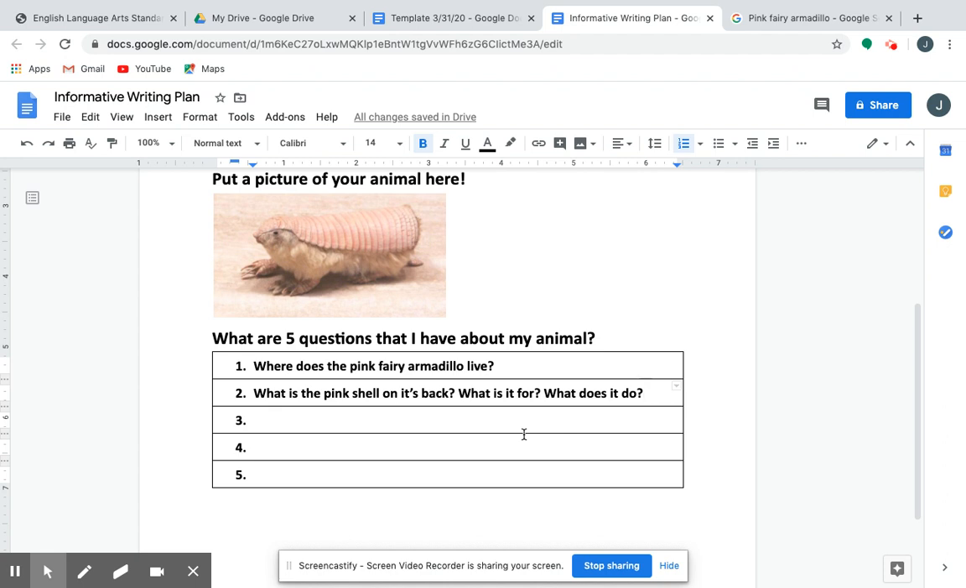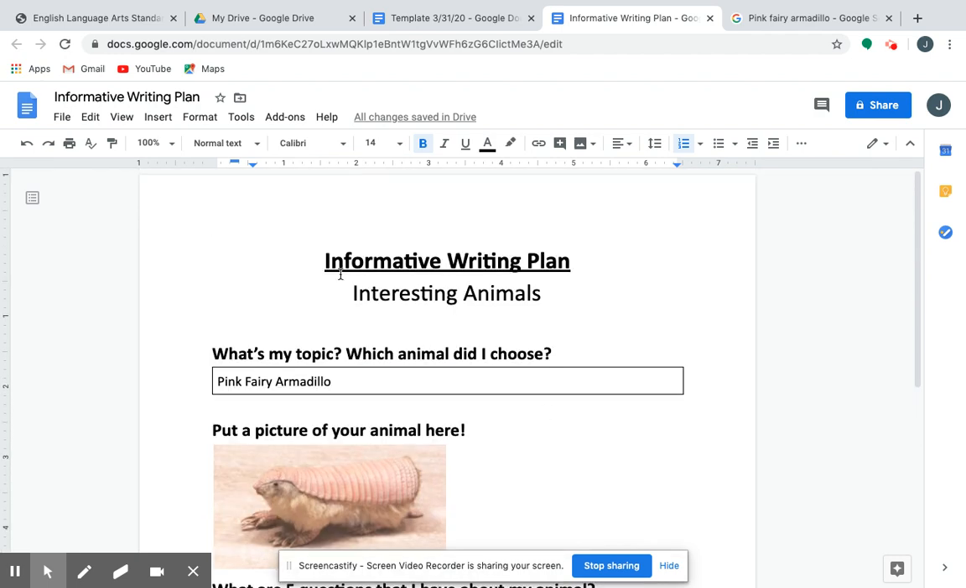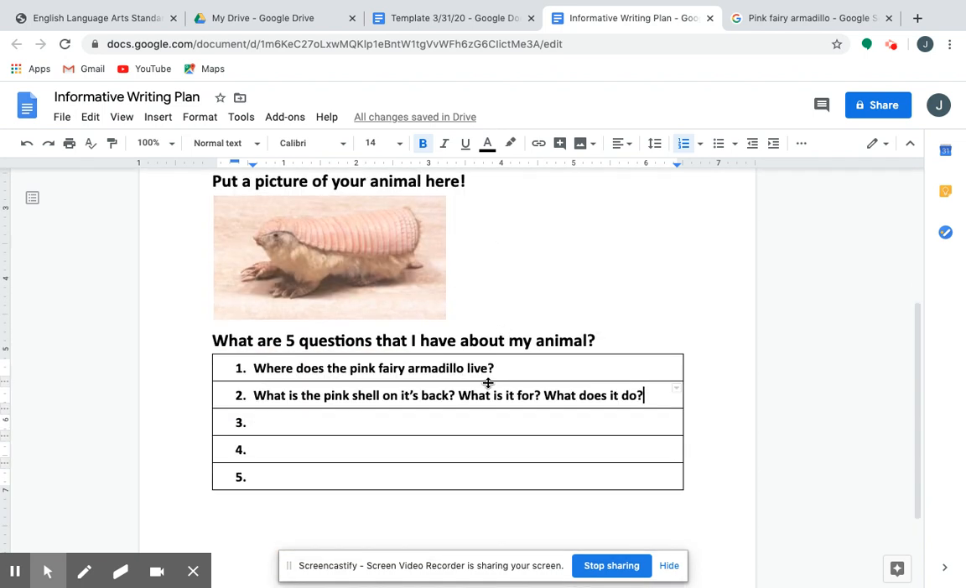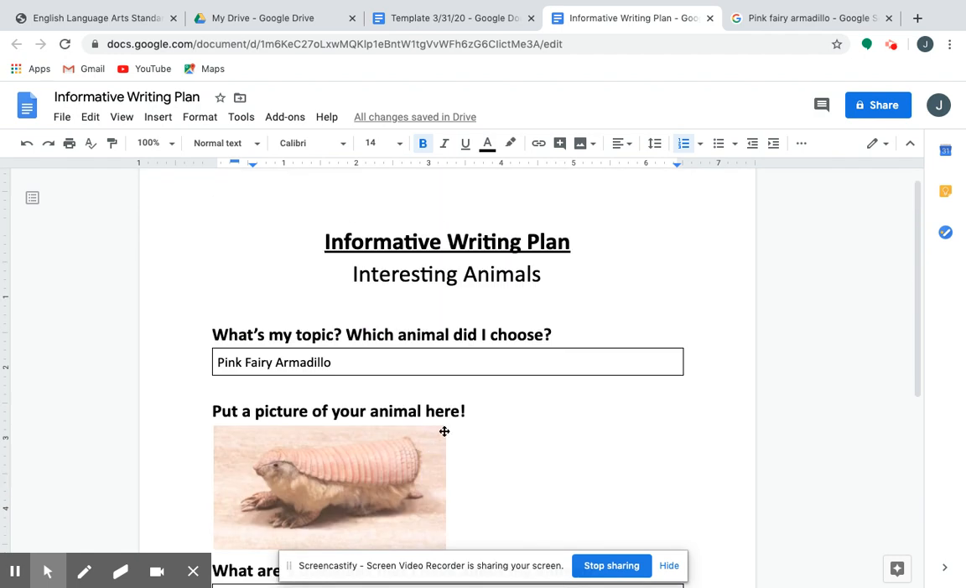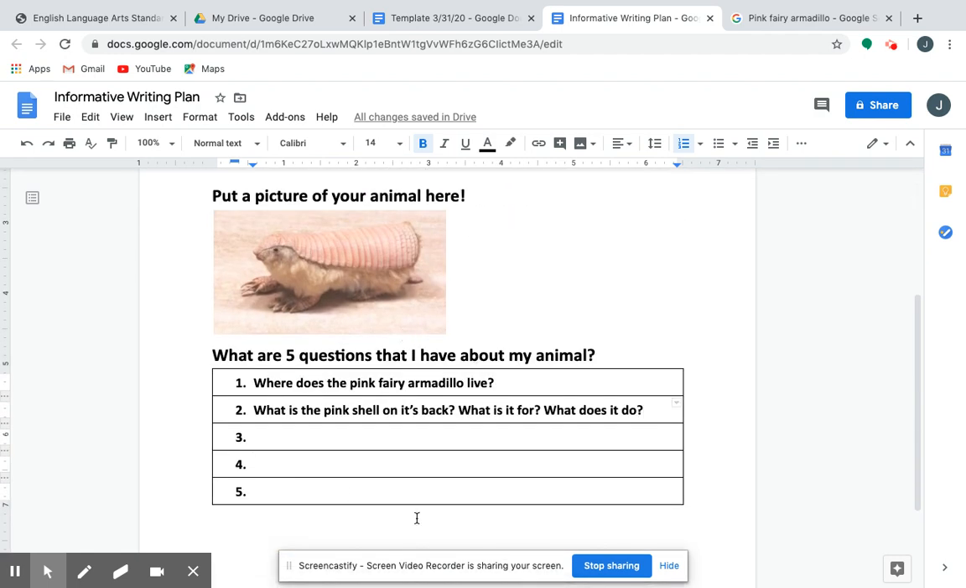And then also with some of your questions, try to think about what's unique about your animal. The point is we want to look up interesting animals that people maybe have never heard of. So try to come up with unique questions. Cover your basics like where does it live? What does it eat? Is it a predator? Is it prey? But also try to come up with some unique questions for your animal. So I'll be looking forward to seeing who you guys finally choose and what questions you come up with.